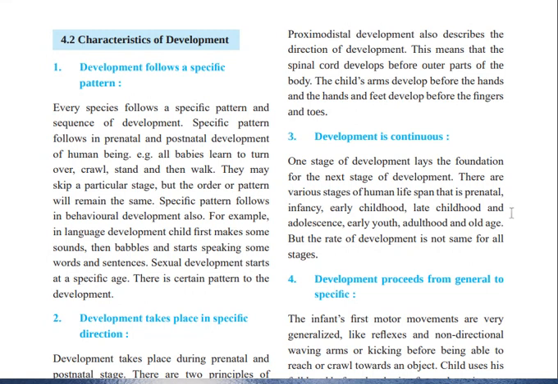There are various stages of the human lifespan, that is prenatal, infancy, and so on. Development is continuous: one stage is over and the next stage comes. Right now, if you are watching this video, you are in the adolescence period. Infancy is very early, before childhood, then childhood, late childhood, adolescence and youth. So these are the continuous stages. Development is continuous, but the rate of development is not the same for all stages. How much speed and what kind of development happens is not the same in every person and every time. So development is a continuous thing throughout your life.